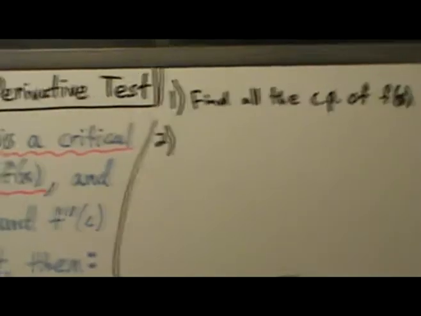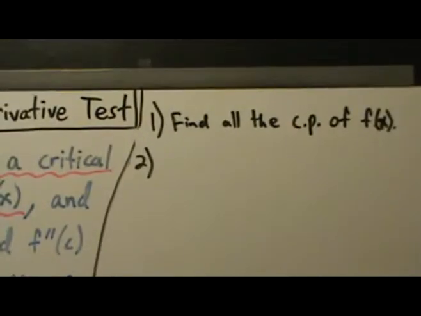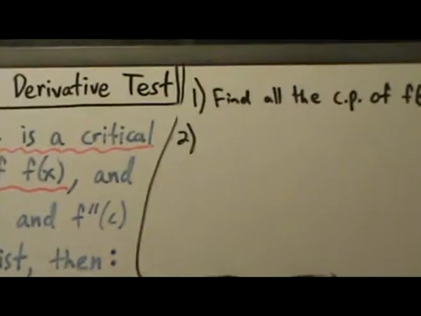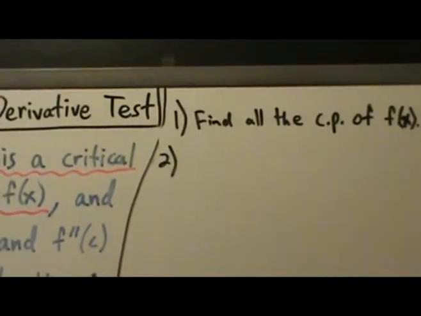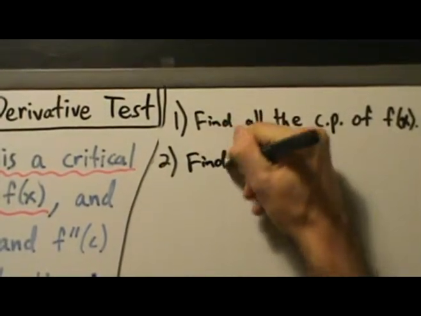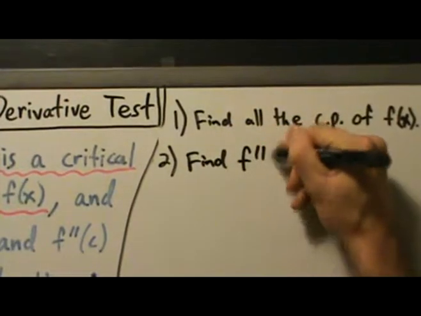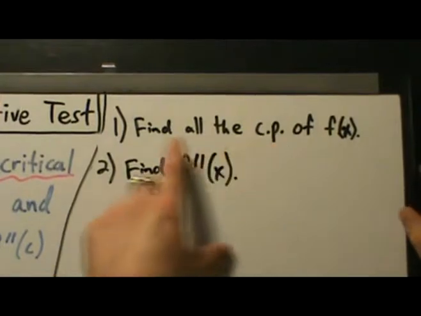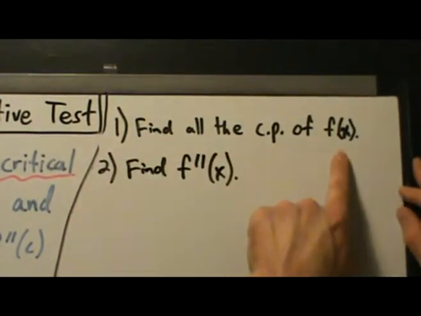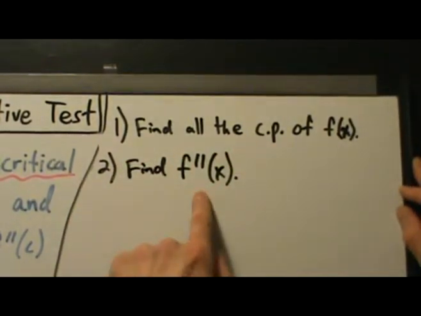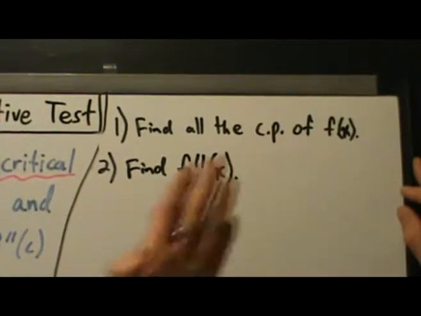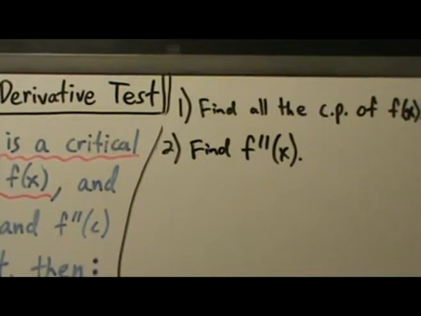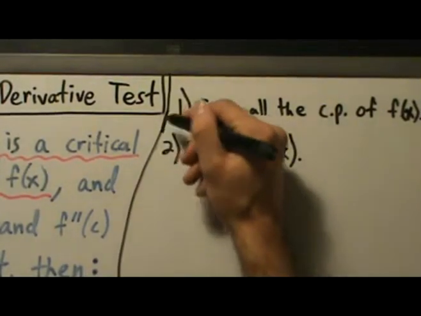And then step 2. Okay, step 2 is going to be find f double prime of x. When you do step 1, you're going to end up taking the first derivative. So step 2, find the second derivative. You just take the derivative of the derivative. So step 2 might not be too bad, but depending on the function, it could actually be pretty bad. And we'll see some more complicated examples later on.